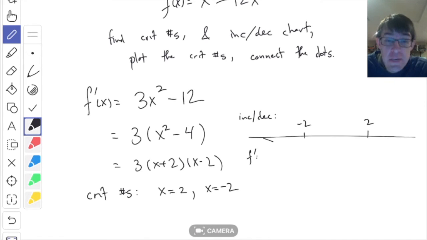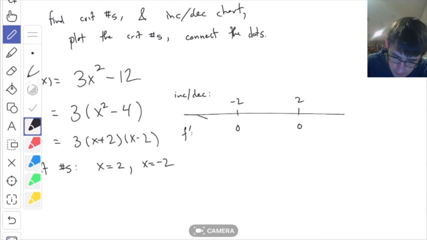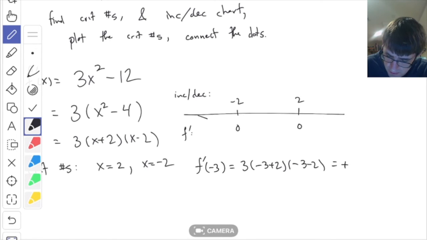Doing the increasing, decreasing. The first derivative is 0 at these two points because they're the critical numbers. What about in between? Is it positive or negative? We know how to do this, right? So I plug in a point all the way on the left. Let's use negative 3. F prime of negative 3 is 3 times (negative 3 plus 2) times (negative 3 minus 2). This is a positive times a negative times a negative. Those two things are both negative, and so it's going to be positive over there.